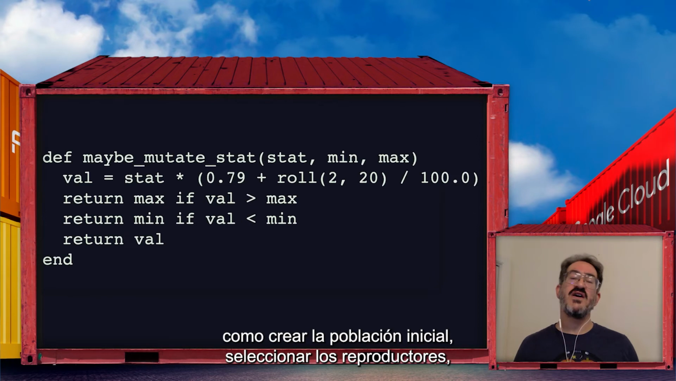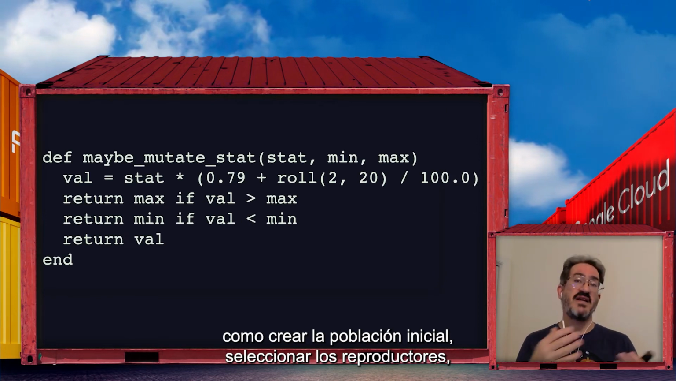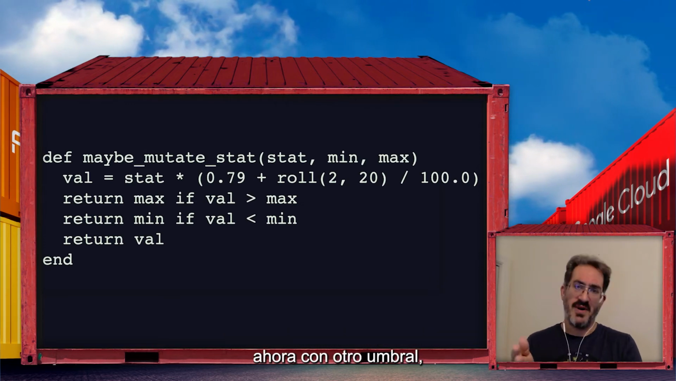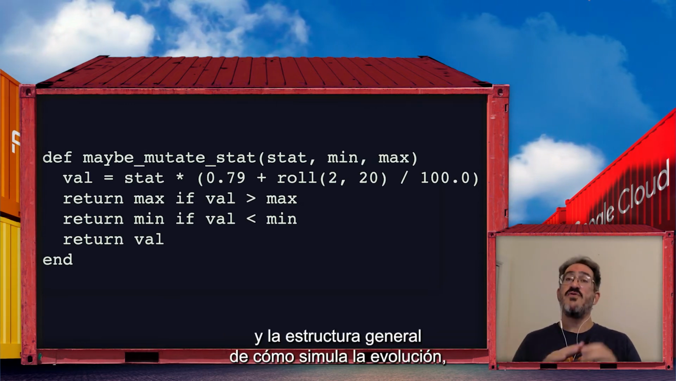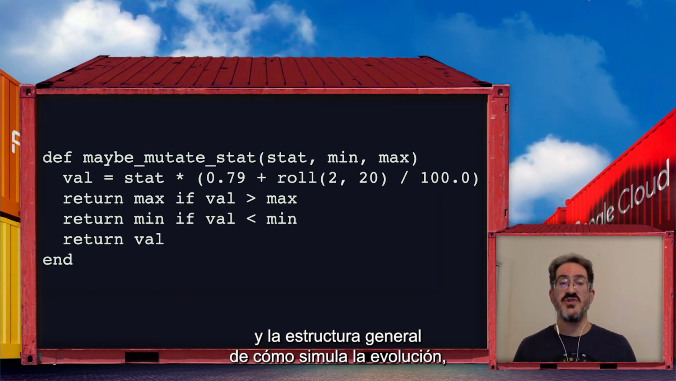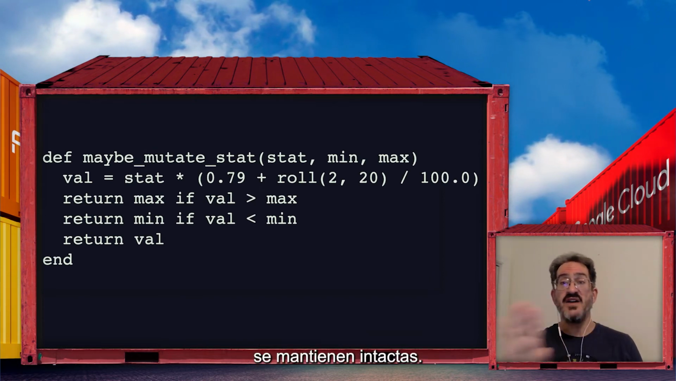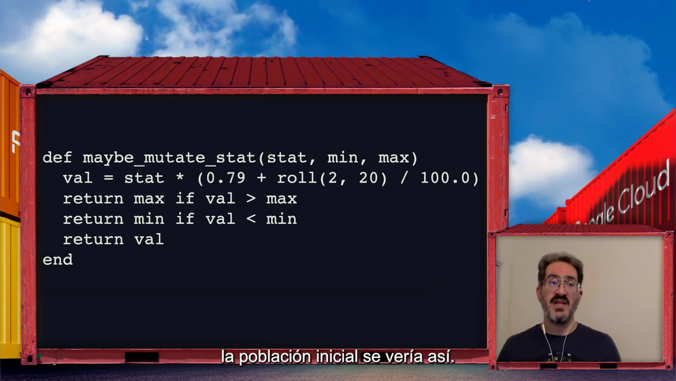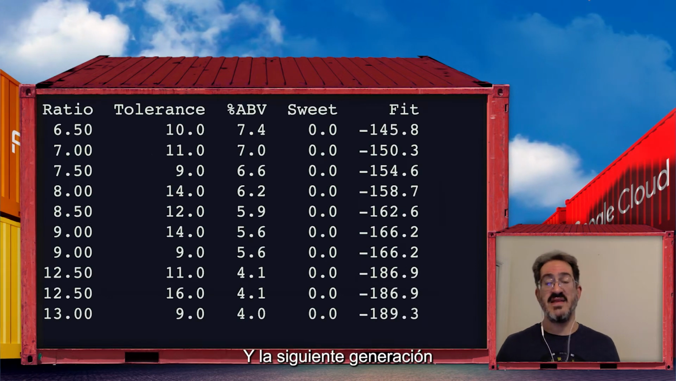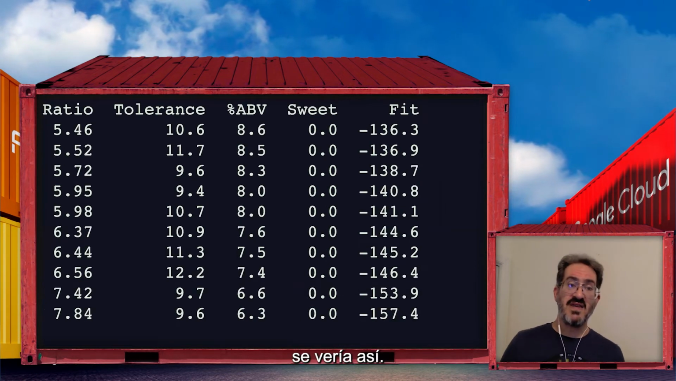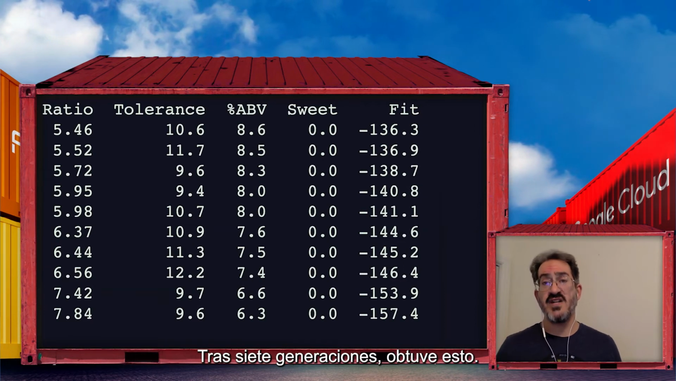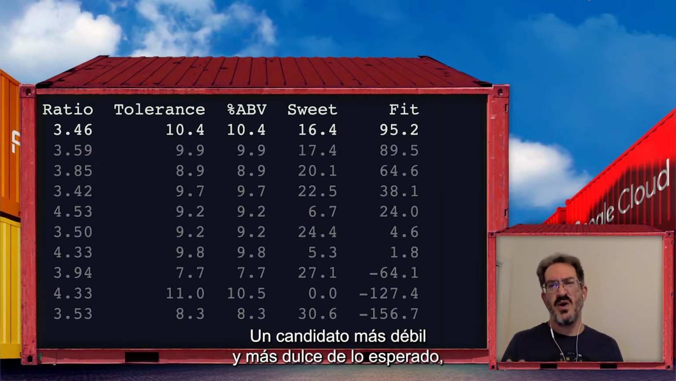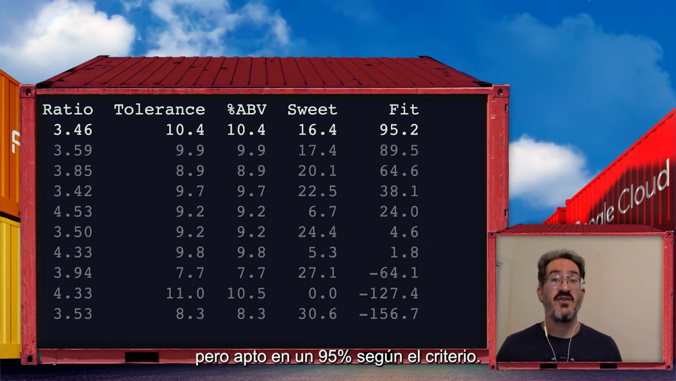Everything else, such as creating the initial population, selecting the breeders, breeding the new population, the concept of how to check if we're done, though now with a different threshold, and the overall structure of how it simulates evolution, all remain unchanged. To demonstrate how this one runs, an initial population might look like this, and the next generation might look like this. After just 7 generations, I got this, with a candidate weaker and sweeter than we want, but within our 90% fit criterion.